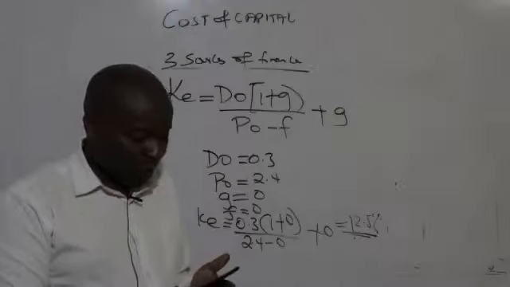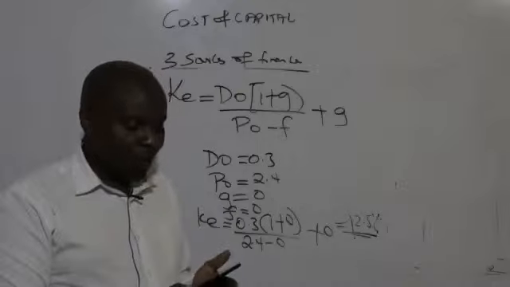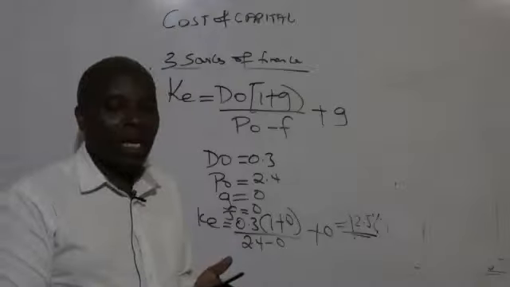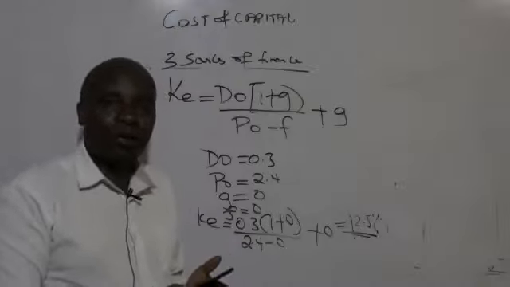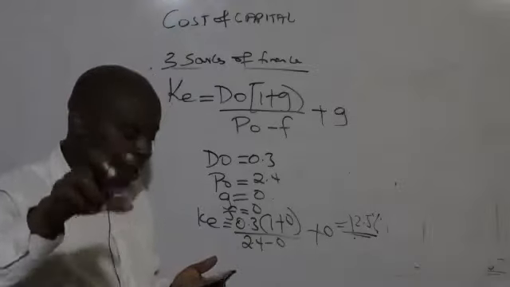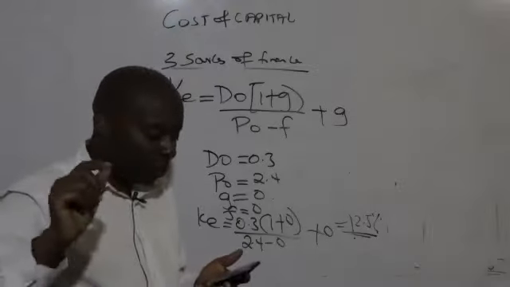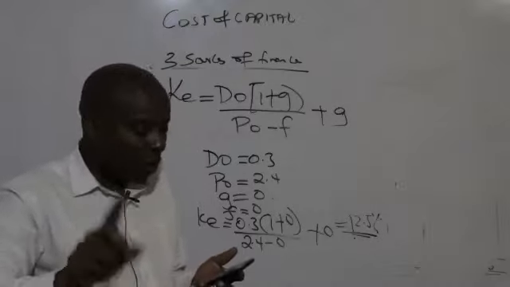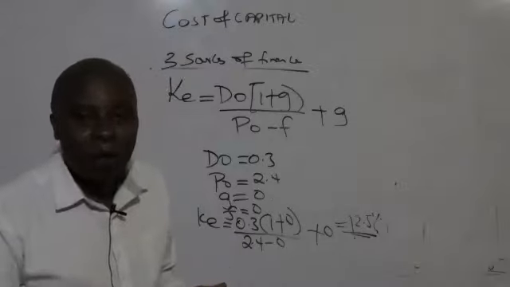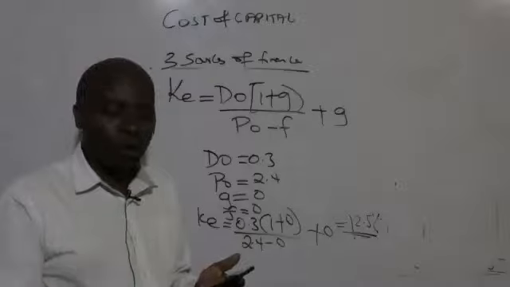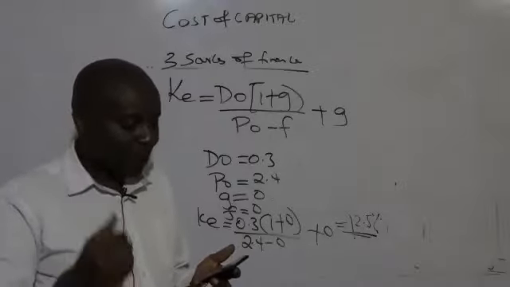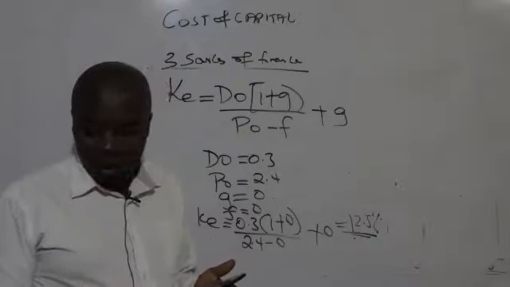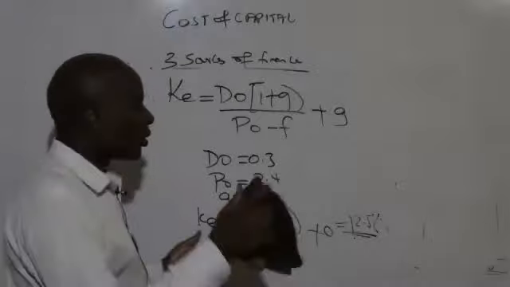Example 2, we are told A Limited has in issue Kenya shilling 0.5 million shares with a market value of 4.2. So this time around, our market value per share is 4.2, so our P0 is 4.2. A dividend of 0.4 per share has just been paid, so our D0 is 0.4. And this time around, dividends are growing at 6% per annum. Required, what is the cost of equity?